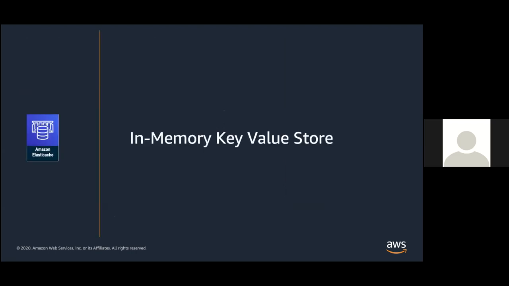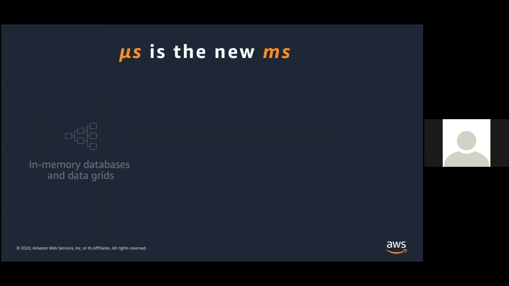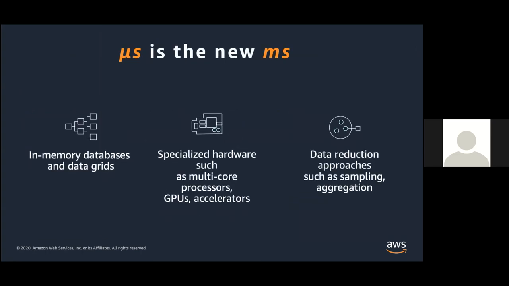All right, so quickly, let's talk about Amazon ElastiCache, which is the in-memory key value store. That's another service that we offer. As technology and customer use cases have advanced, there has been an ever-increasing demand for increasing application processing speeds. Developers use various approaches to reduce the latency. In-memory databases and data grids, and specialized hardware such as multi-core processors, GPUs and accelerators, are offered by Amazon ElastiCache. So think of it this way.